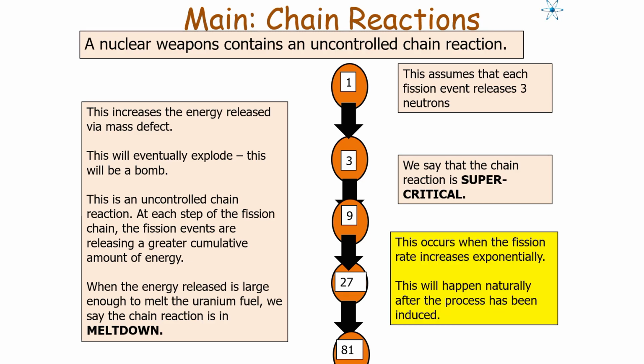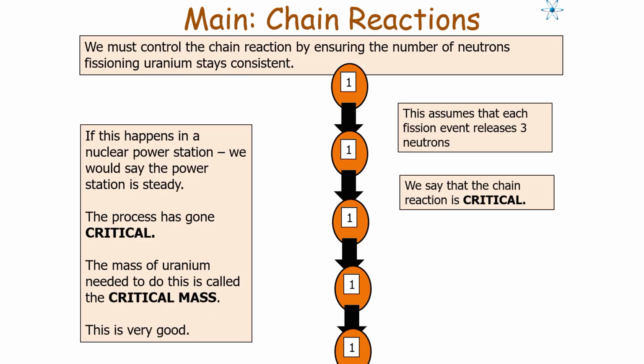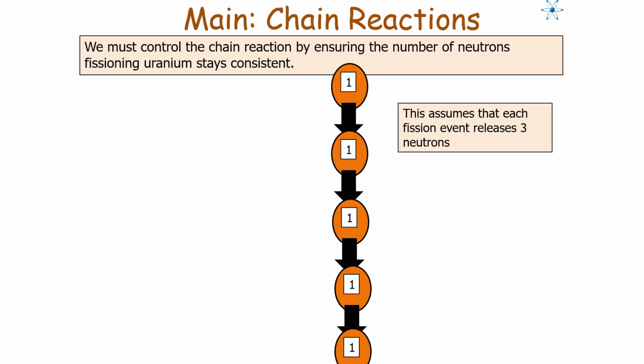So this occurs when the fission rate increases exponentially, and this will happen naturally after a process has been induced and nothing's been monitored. Now, we've got to control our chain reaction by trying to ensure the number of neutrons fissioning uranium stays consistent. So again, if we consider that each fission event releases 3 neutrons, we can stop 2 out of 3 causing further fissioning by encountering other uranium nuclei. So we can go from 1 to 1 to 1 to 1 to 1.